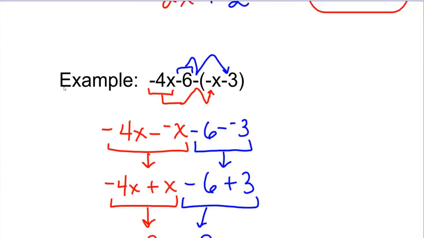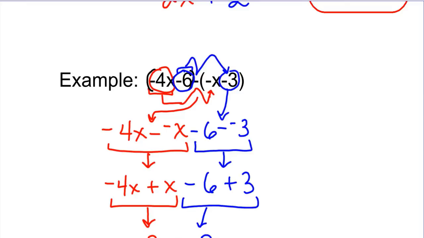Here's another example of subtracting expressions here. Here, these should be in parentheses. Sorry about that. And I have negative 4x minus a negative x. So if you'll follow the red trail there, that's what I get here. This is a negative 4x here minus a negative x, and that's what I have copied down here. And then when it comes to my constants in blue, this is a negative 6 minus a negative 3, and that's what I have copied down right there.